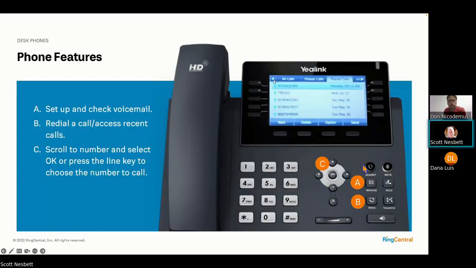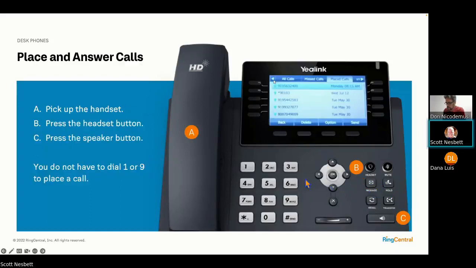So again, real simple buttons, right? Go into voicemail. Again, that's where you're going to need that PIN that you use to create your account. As soon as you press the voicemail message button here on the phone, it's going to prompt you to enter your PIN. To place and answer calls, this should go without saying. You can pick up the handset.